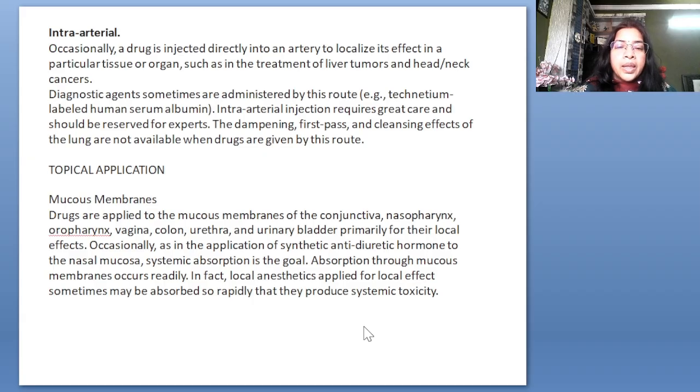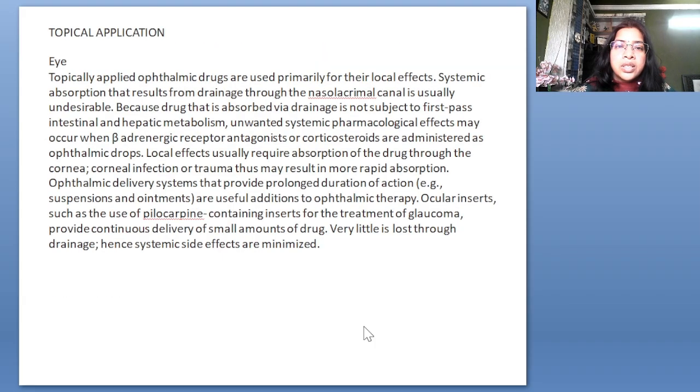Topical applications on the surfaces, mucous membranes. Drugs are applied to the mucous membrane of the conjunctiva, nasopharynx, oropharynx, vagina, colon, urethra, and urinary bladder, primarily for their local effects. Occasionally, as in the application of synthetic antidiuretic hormones to the nasal mucosa, systemic absorption is the goal. Absorption through mucous membrane occurs readily. In fact, local anesthetics applied for local effect sometimes may be absorbed so rapidly that they produce systemic toxicity.